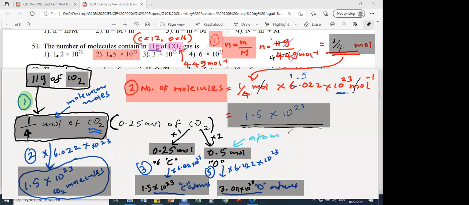Molecular moles multiplied by Avogadro constant, you get molecules. Atomic moles, they are molecular moles. If you want, with a pencil, you can label that also. Molecular moles into Avogadro constant, you get number of molecules. Molecular mole, because CO2 is a molecule. So 1 CO2 mole has 2 atomic moles of oxygen.